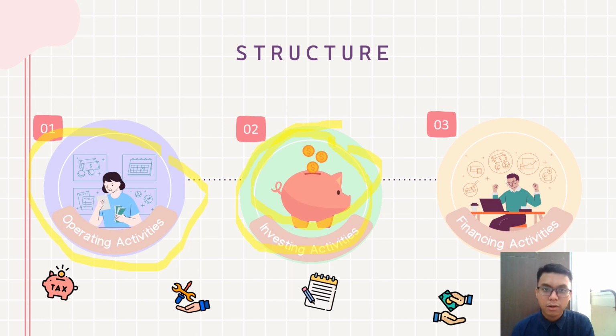Last, cash from financing activities. Cash from financing activities includes the source of cash from investors and banks, as well as the way cash is paid to shareholders. This includes any dividends, payments for stock repurchases, and repayment of debt principal or loans made by the company.